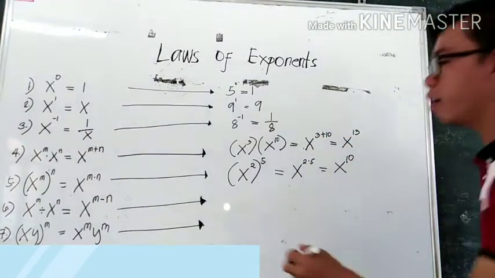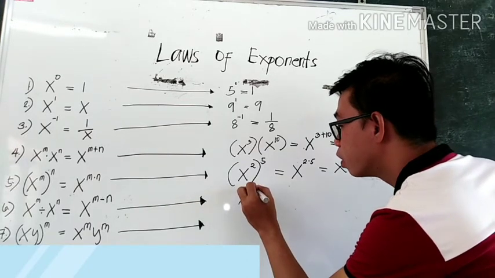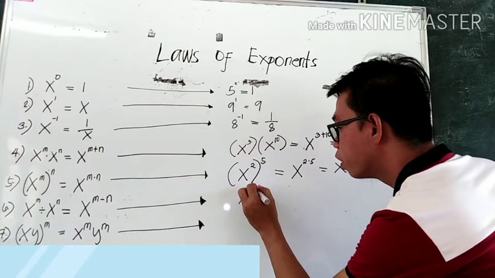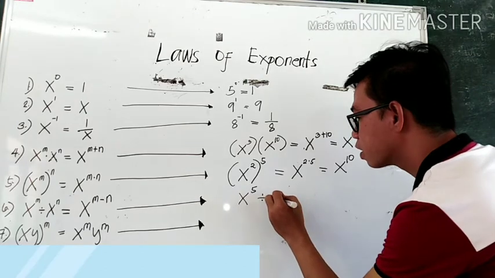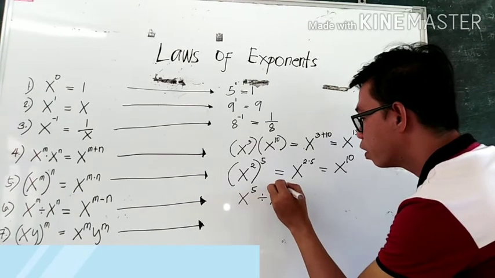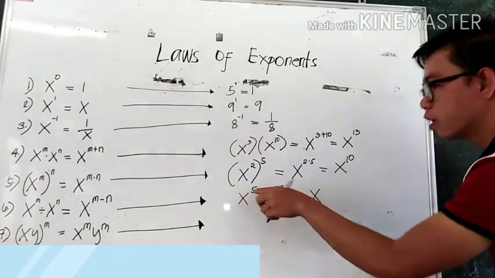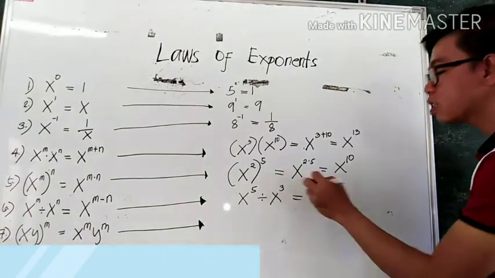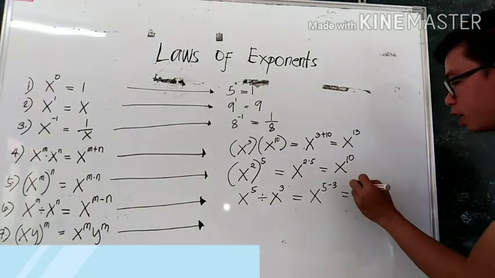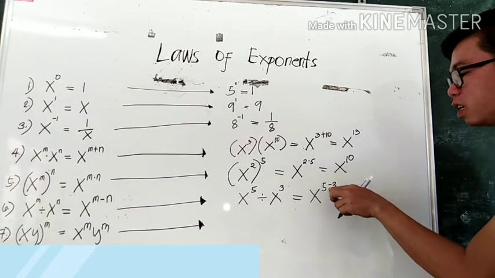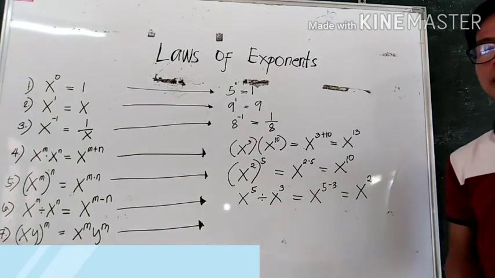Okay, example, we have x raised to the power of 5 divided by x raised to the power of 3. We have x, subtract the exponents, 5 minus 3 is equal to 2. The answer is x squared.